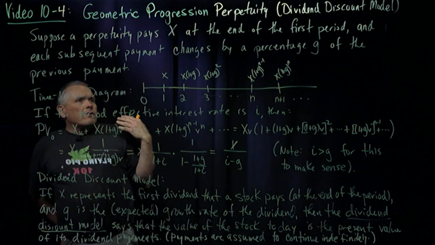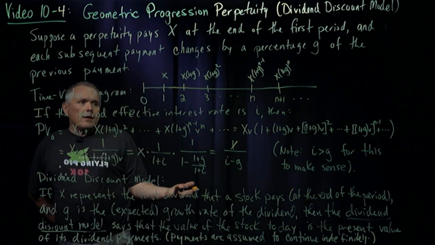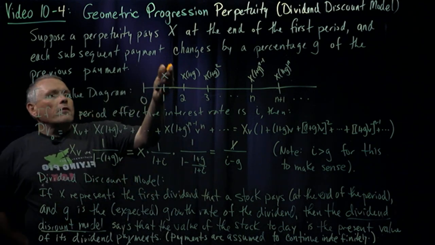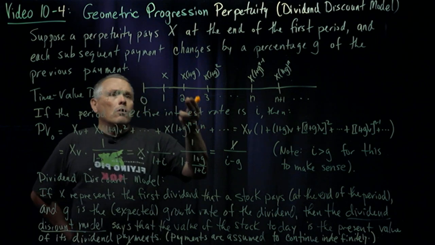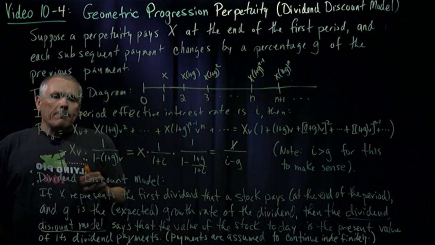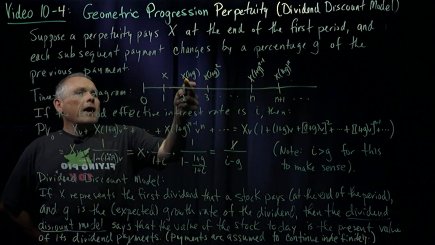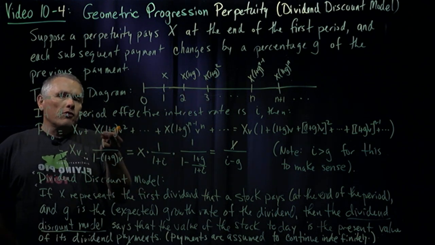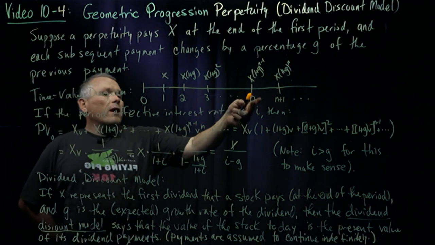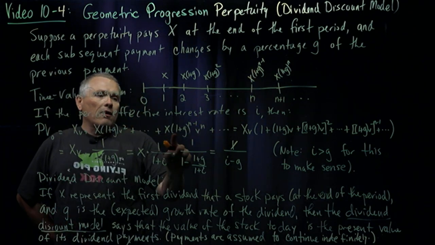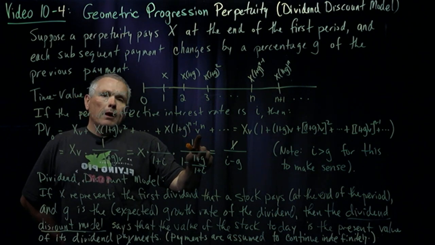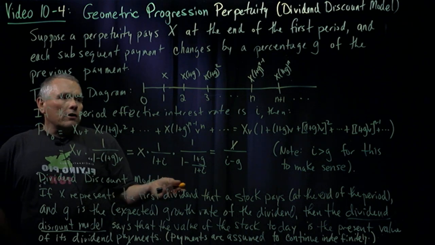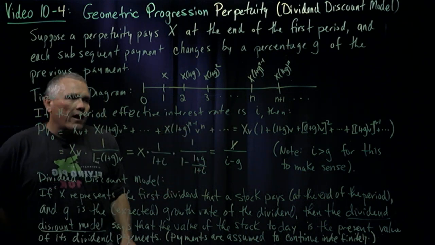All right, we're interested in knowing what the present value of this perpetuity is. So if the period effective interest rate is I, we're going to need to move all of these payments back to time 0. So X needs to get moved back one time period, so we have X times V. The X times 1 plus G needs to move back 2 time periods, so we get X times 1 plus G times V squared. All the way up to the nth payment, X times 1 plus G to the n minus 1, times V to the n. And that's just like what we had for geometric progression annuities. It's just in this case, it's going to go on forever.